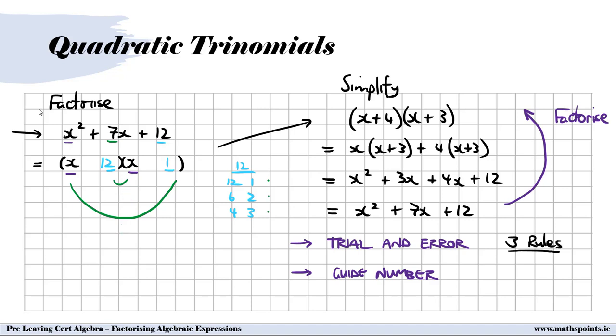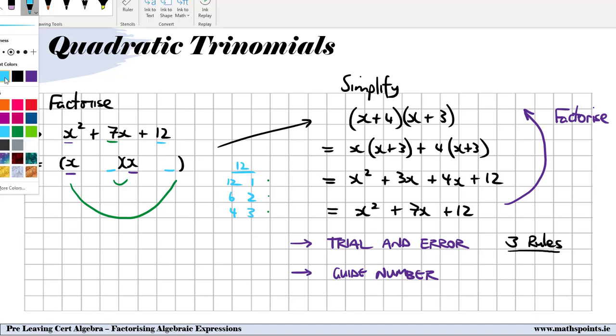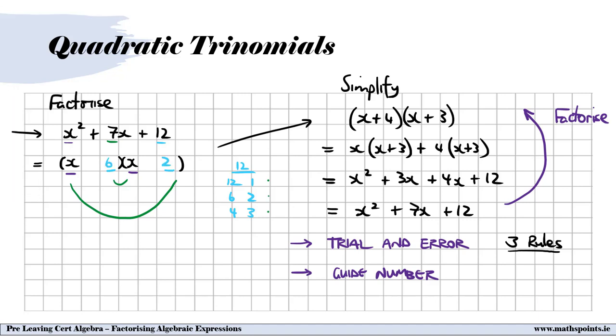Some people like using a pencil for these and rubbing it out when their trial has gone wrong and they have to try something else. So I'm going to try now 6 and 2. Let's run through the 3 checks again to see if 6 and 2 is the solution. The first part of each bracket, x by x, is x squared. That's fine. The last part of each bracket, 6 by 2, is 12. That's fine.